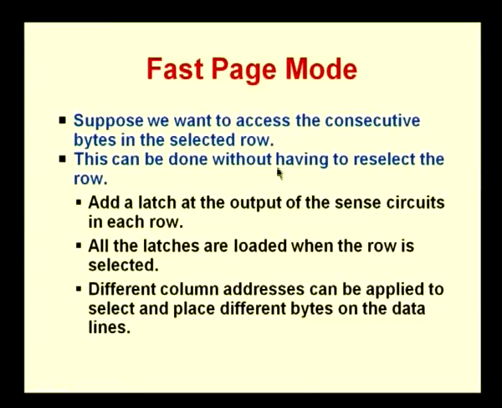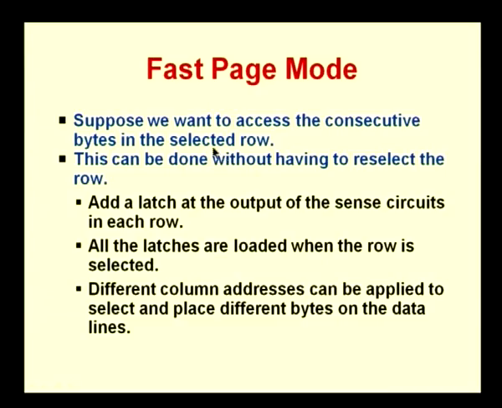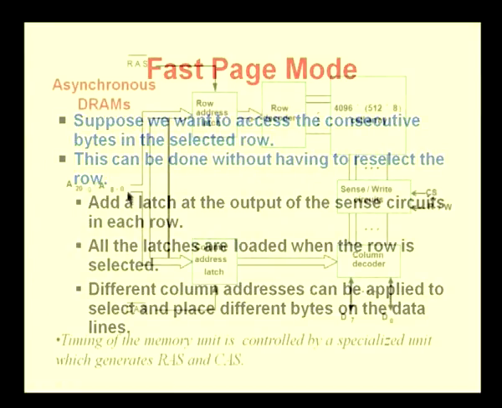This is the basic DRAM circuitry that we have, but there are also certain other faster modes of access that are provided on the DRAM circuitry. We have something called a fast page mode that is normally supported on most DRAM devices. What we have in a fast page mode is this: let us say we want to access consecutive bytes in the selected row. This can be done without having to reselect the row, as we saw here.